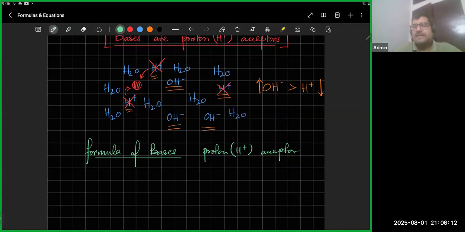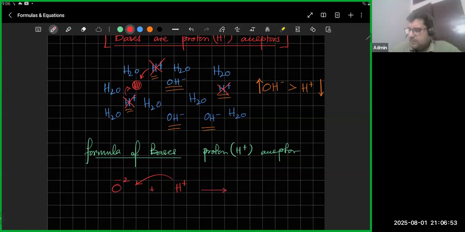Now the only thing that can accept a proton is probably, what is the charge of a proton? It's positive, right? So it's got a positive charge. So who's going to attract this H plus ion? A negative ion. So normally bases are negative ions. For example, the oxide ion is a base because if it sees H plus ions around, it will immediately accept it. It will immediately attract it.